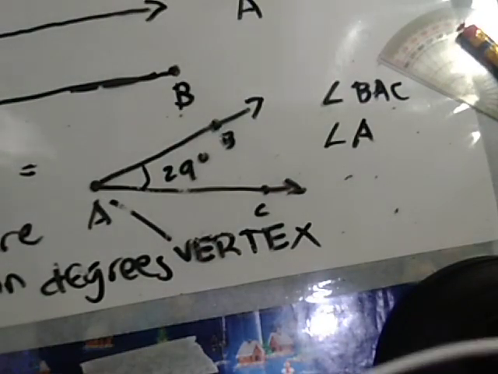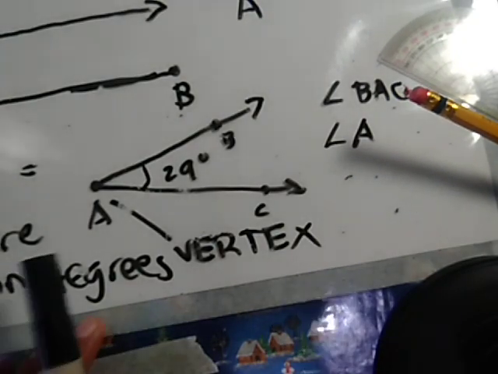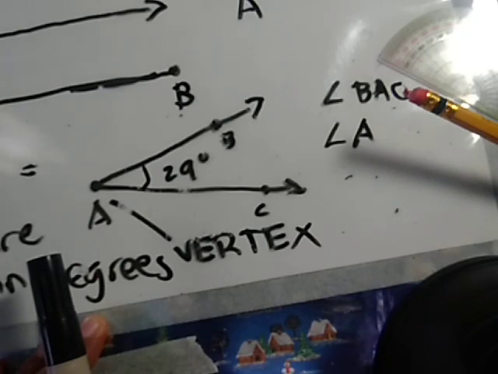So that's an angle. Now I'm not going to touch on the types of angles for the moment, but we're going to use this concept so that we can talk about triangles.